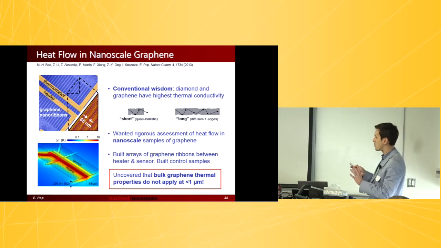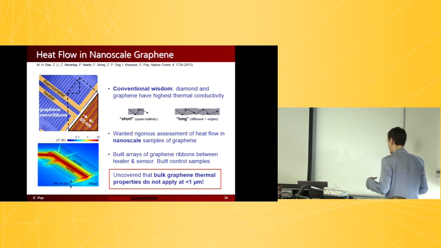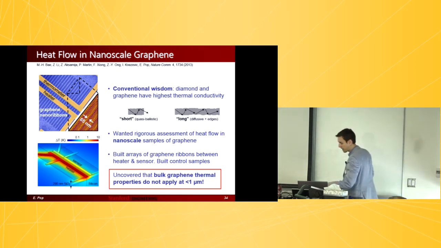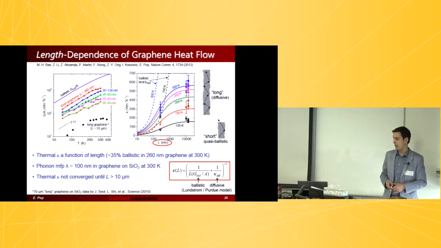Again, if there's one take-home message here, it's this boxed red thing: we uncovered that the thermal properties of bulk graphite or graphene that I showed you earlier really only apply in samples greater than a micron. If you go to samples less than a micron, you actually can't use the bulk thermal properties I showed you earlier, the thermal conductivity. Why? Because you have these ballistic effects and weird edge scattering effects happening.